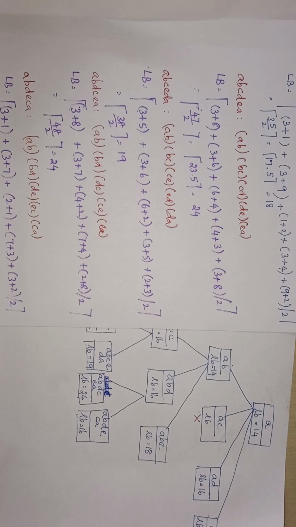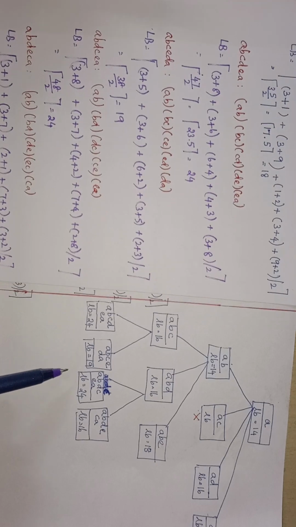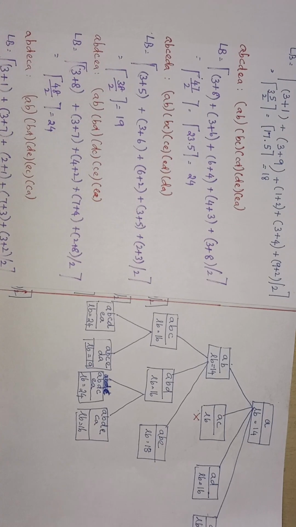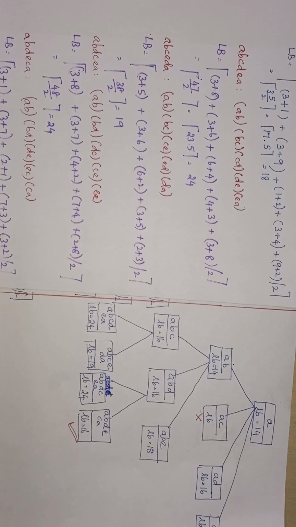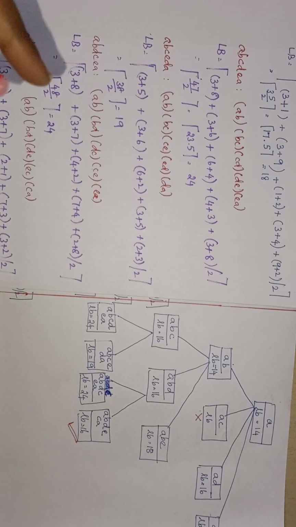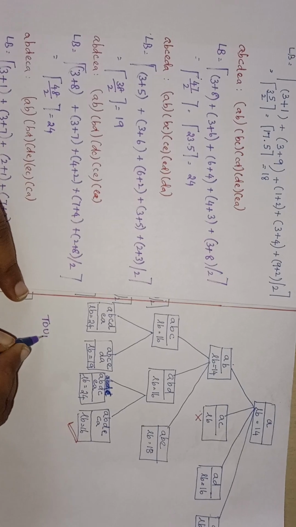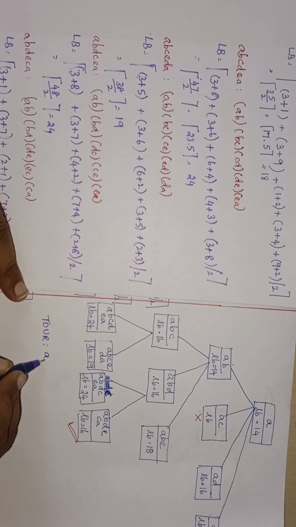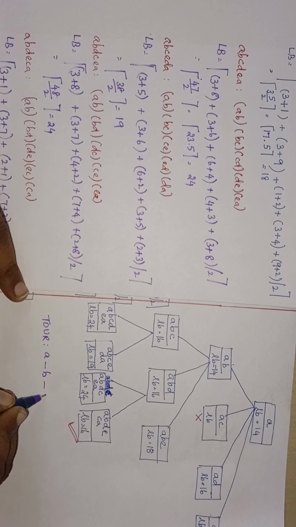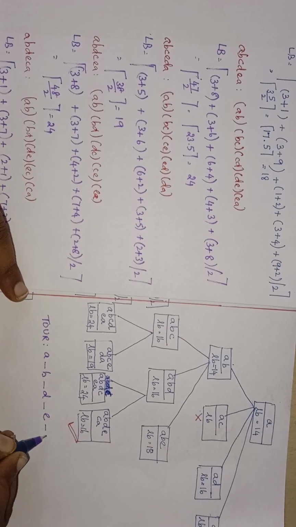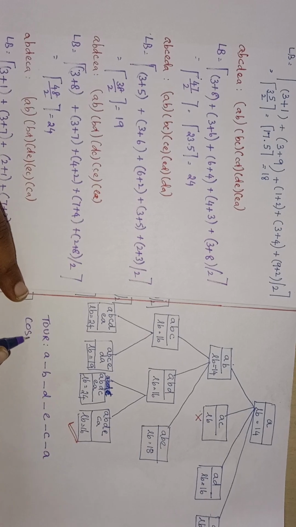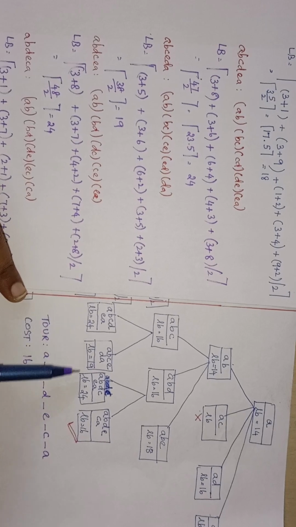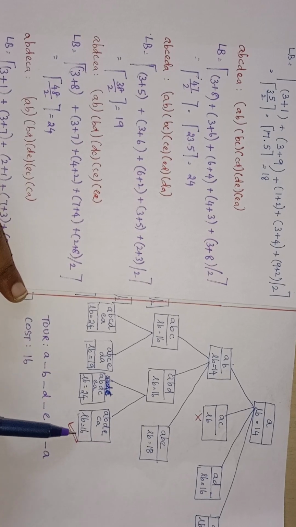So of all these, the minimal is this one. So this is my optimal solution. So my tour is, I am going from A to B, then to D, then to E, then to C, then to A. And the cost is 16. So since this is a minimization problem, I have to consider the minimal amount, which is 16.